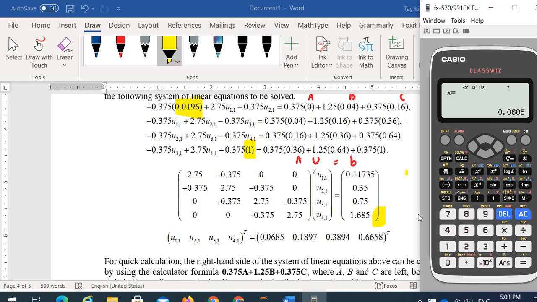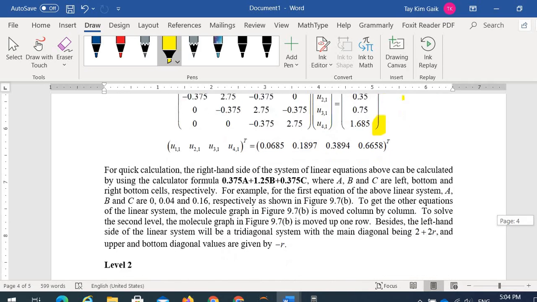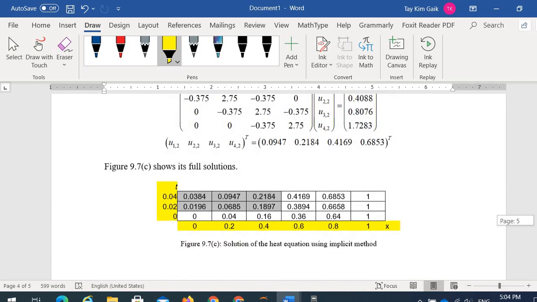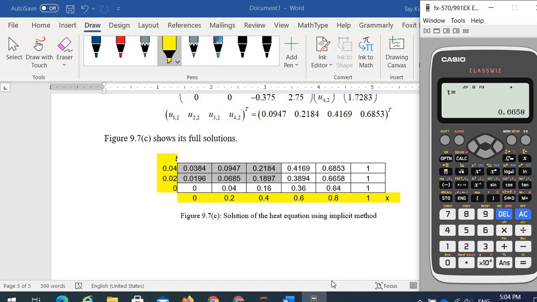So you get this is U11, exactly your U21, 0.3894, U31, and U41 is 0.6658. Okay, this is level 1. Okay, once level 1 is done, you fill in the value here, you will move up the molecule.